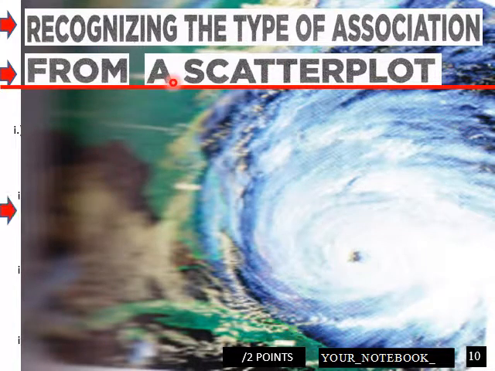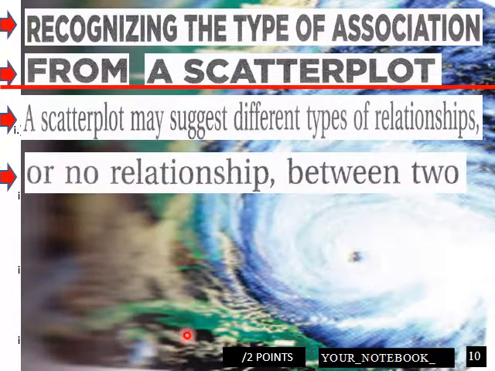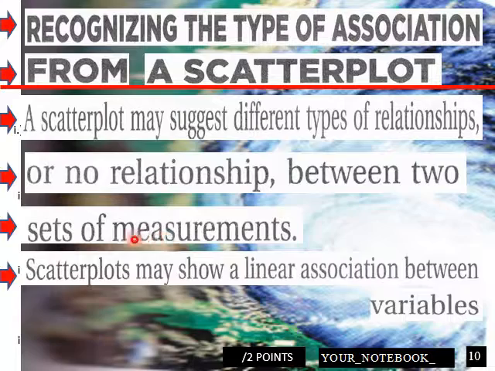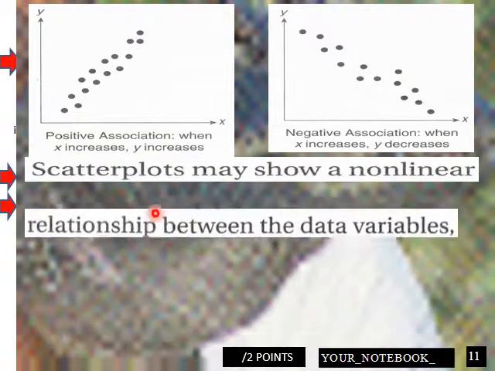Recognizing type of association from a scatter plot. A scatter plot may suggest different types of relationship, or no relationship, between two sets of measurements. Scatter plots may show linear association between variables. Like in this situation here, we have basically a positive association. This would be a negative association here, because it has negative slope.